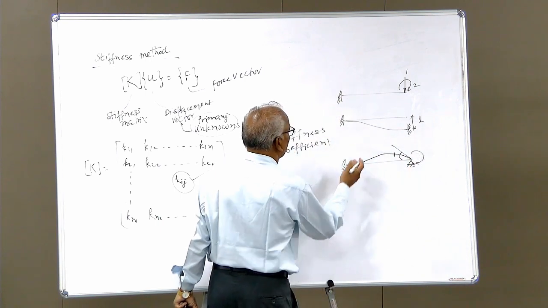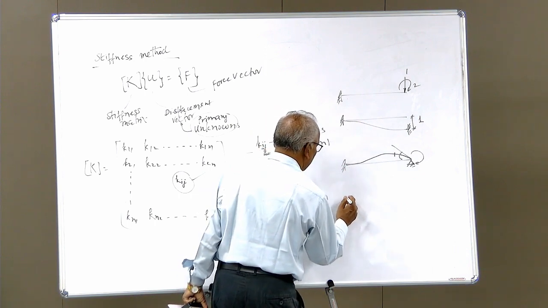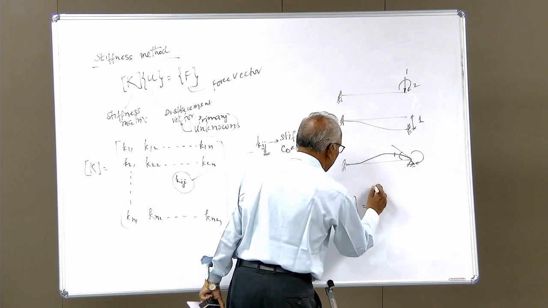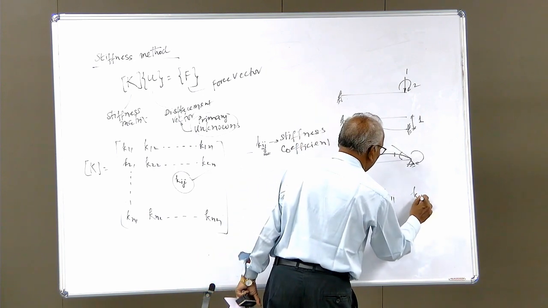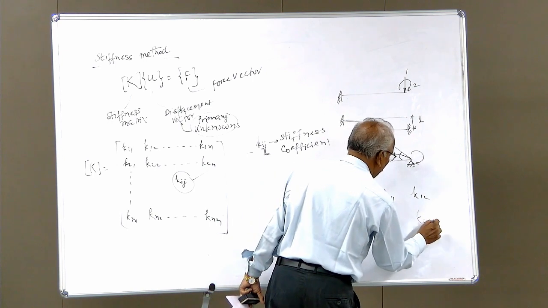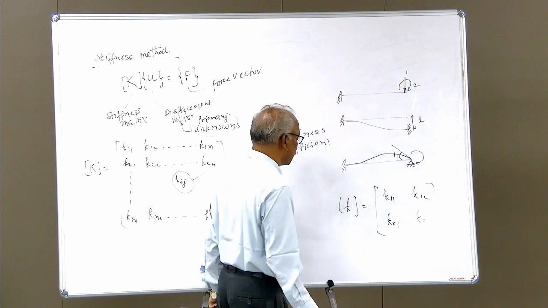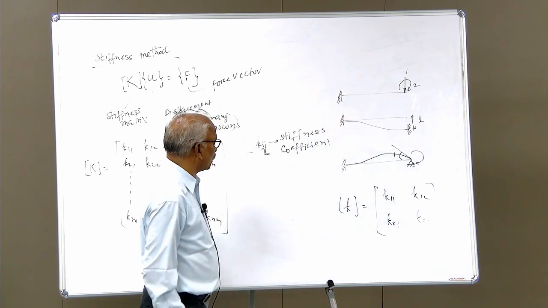So here there are two coordinates. The matrix will be K equals K11, K12, K21, K22, because there are two coordinates only. Therefore, the size of the stiffness matrix will be 2 by 2.